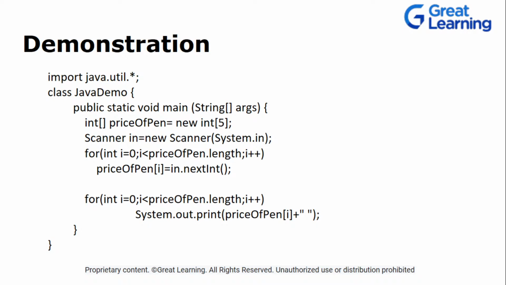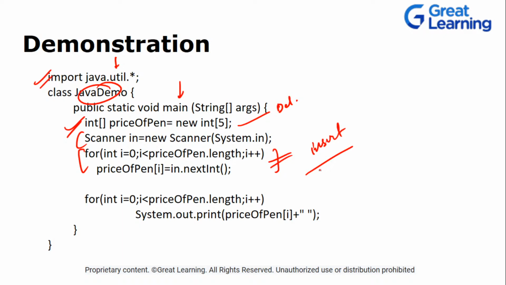Okay. So this is a small demonstration. Here we are just declaring an array, right? We are importing this package because we are using a scanner class over here. This is the driver function. This is the name of the class. This is the loop with the help of which we are inserting elements in our array. Here is the declaration of the array, and here we are inserting the elements. Then we are just simply printing out those elements. That's it.